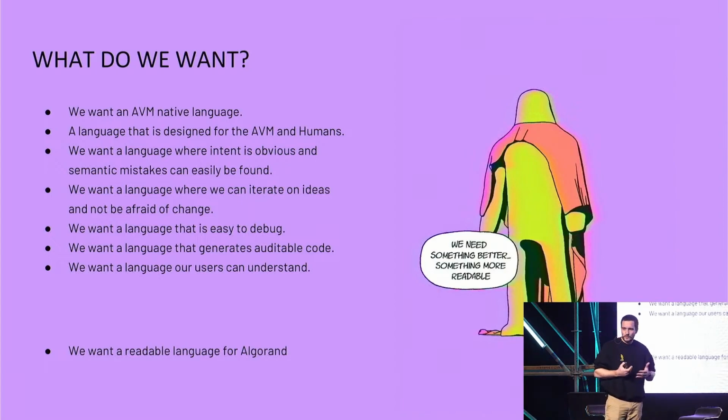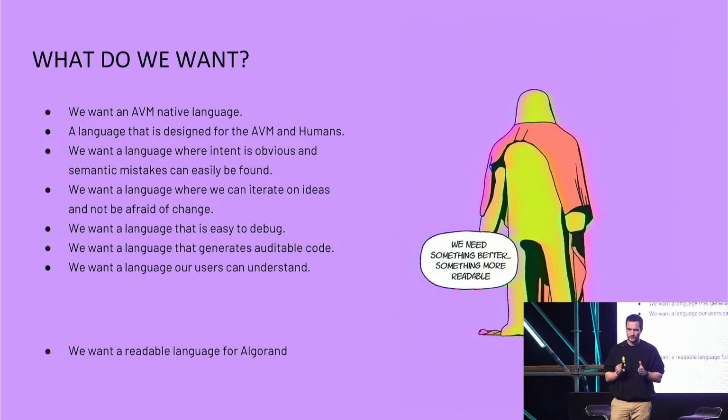We want a language where we can iterate on ideas, where we're not afraid to write some code, try it out, throw it away, rewrite it, and keep ideating and iterating until it's as good as we can get it. We want a language that's easy to debug. We want a language that generates auditable code. Now, this is really weird. Like most programming languages, they develop bytecode, and you don't care what the bytecode does as long as it works.